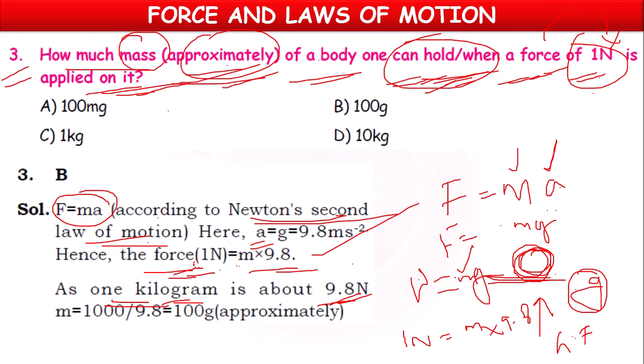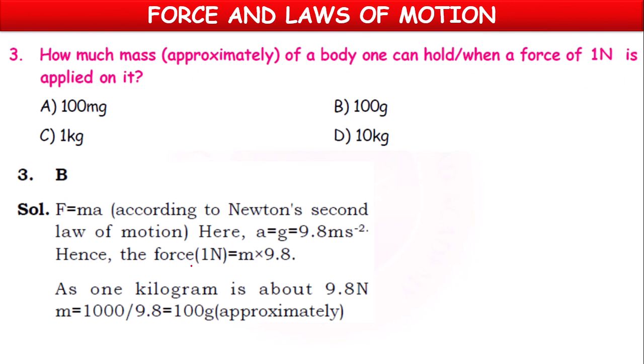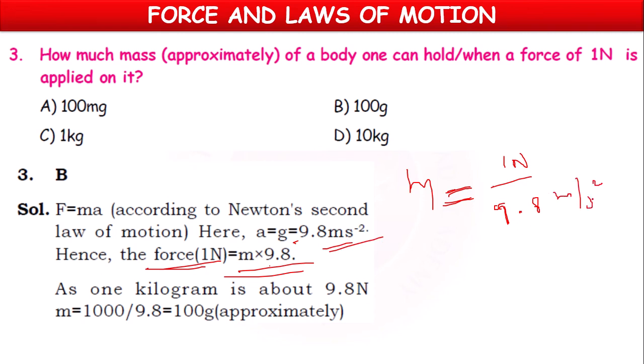Here actually, one minute children. Here the force they have given is 1 newton. 1 newton equals m into 9.8, where mass equals 1 newton divided by 9.8. Here 9.8 meter per second square we have.